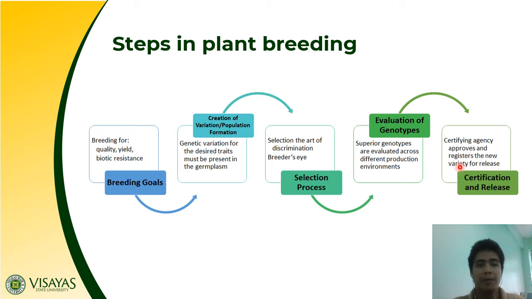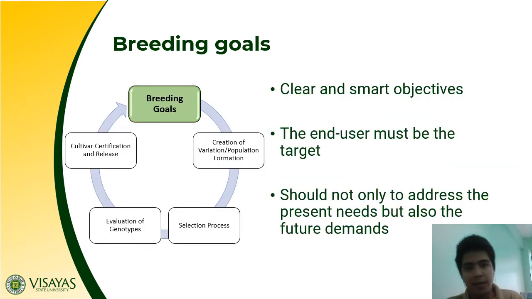So here are the steps in plant breeding. Again, breeding goals, creation of variation, selection process, evaluation of genotypes, and lastly, the certification and release of new varieties. So let us discuss each step in plant breeding. So let's discuss first the breeding goal.